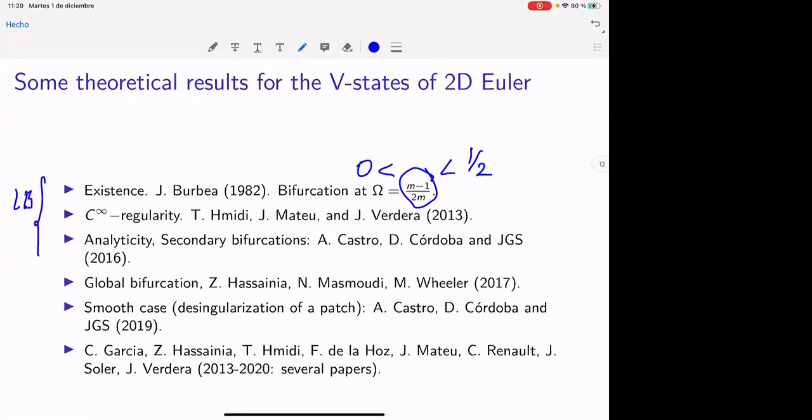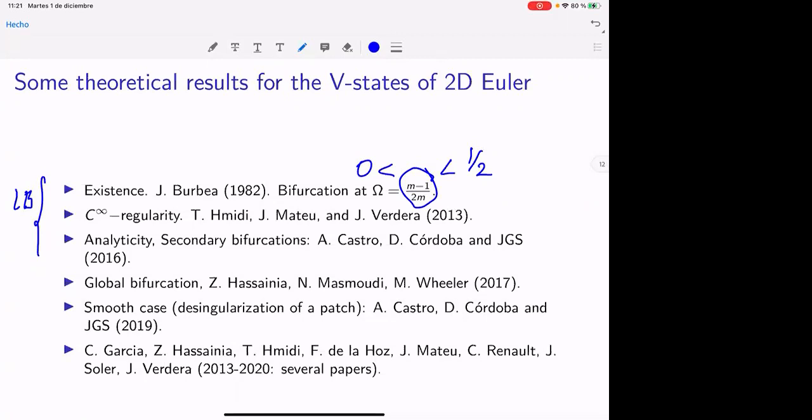But there is also global bifurcation by the work of Hassainia, Masmoudi, and Wheeler. And we were also able to desingularize a patch and produce smooth solutions that are also uniformly rotating. And there have been also many works by the group in Spain and in France by Claudia García, Zineb Hassainia, Taoufik Hmidi, Francisco de la Hoz, Joan Mateu, Coralie Renault, Juan Soler, and Joan Verdera in the last 10 years or so.